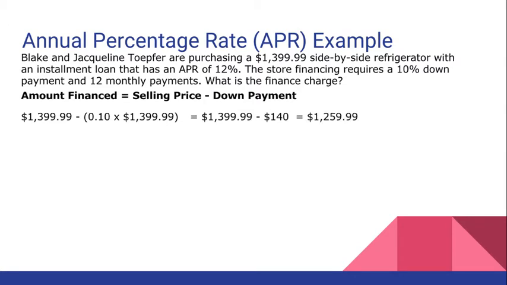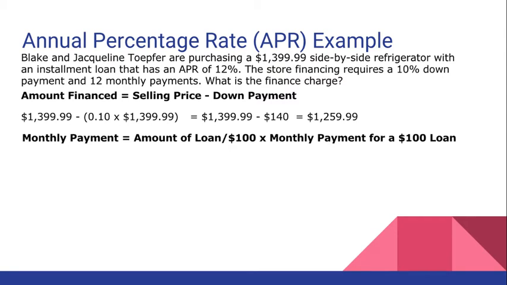So the amount financed is $1,259.99. Now we're going to find the monthly payment. So we're going to put the amount of the loan, which is the amount that we just found is financed, divided by 100 times the monthly payment for a $100 loan. The monthly payment for a $100 loan is $8.88. That comes from a table that is in your lessons. As you're going through the lessons, there's a table there that you'll come across and it will tell you this. So the monthly payment for a $100 loan is $8.88.